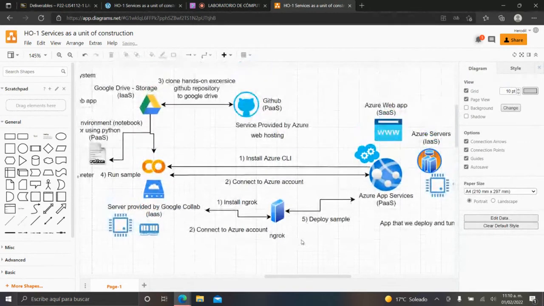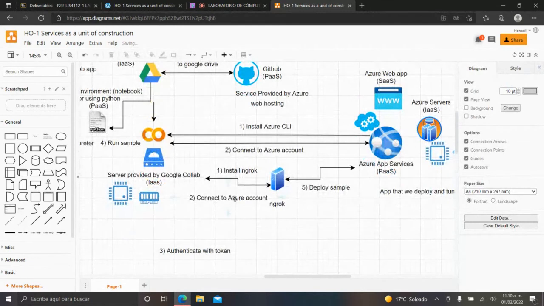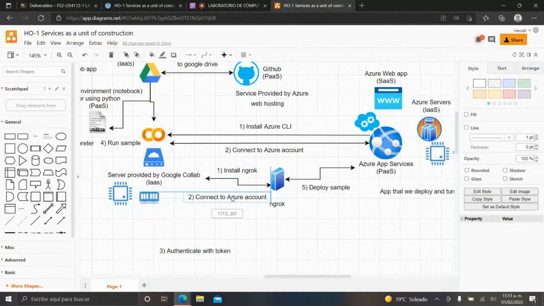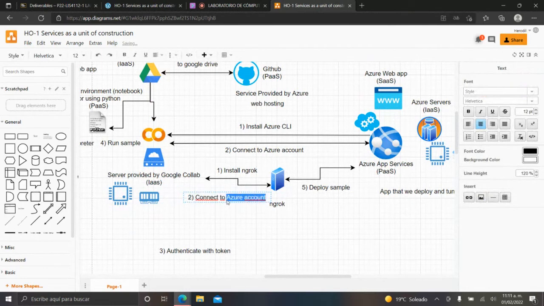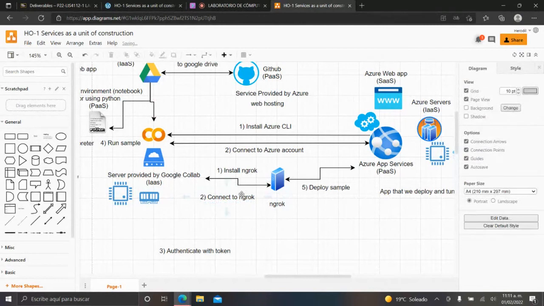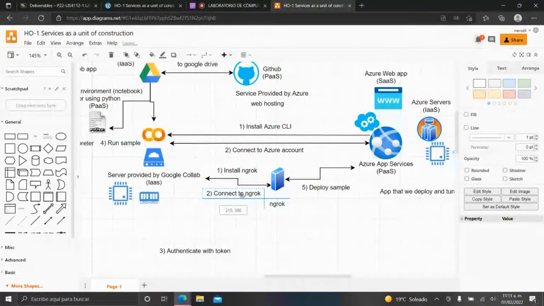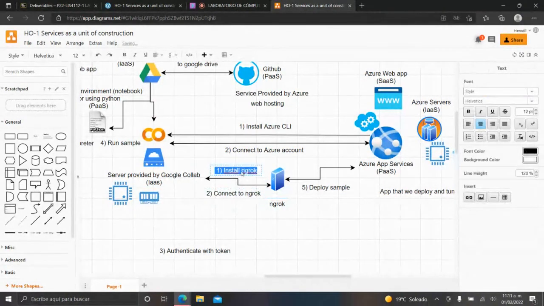And you need two things. Okay, ngrok, and you install. There's no Azure account there. There's nothing there. You just connect to ngrok, you do not install there. You retrieve the code.